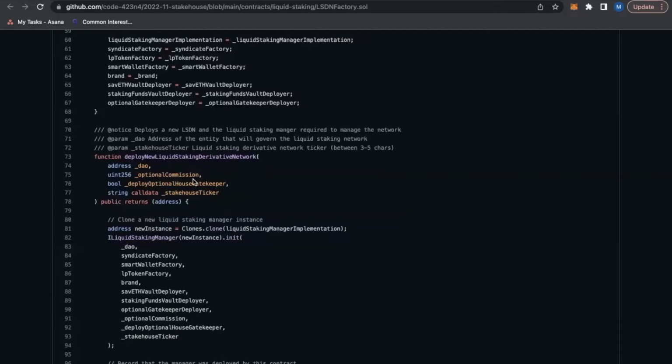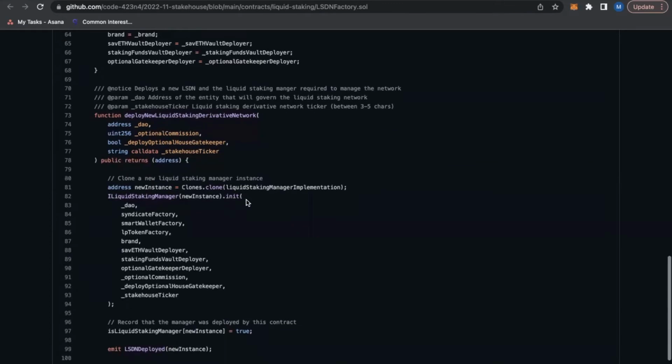How do you deploy it? You say address, DAO, everything. Who can deploy this? I'm a staking business. I don't know much about smart contracts. I'm not a smart contract engineer, but we want to set up our liquid staking network. How do I deploy this?